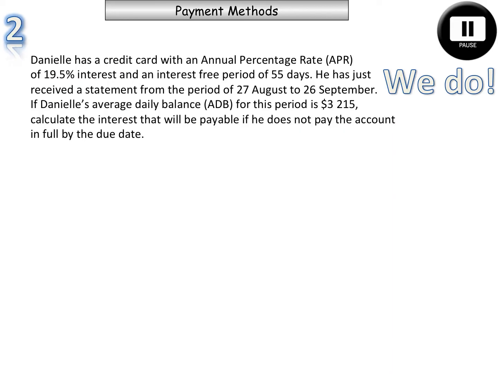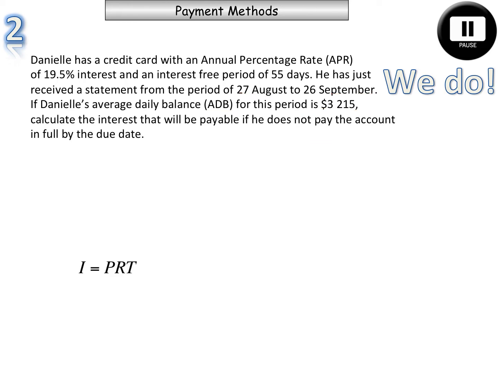Okay, example 2. Danielle has a credit card with an annual percentage rate of 19.5% interest and an interest-free period of 55 days. He has received a statement for the period of 27th of August to the 26th of September, and the average daily balance is $3,215. Calculate the interest that will be payable if he does not pay the account in full by the due date.